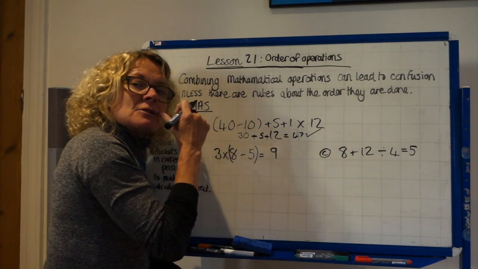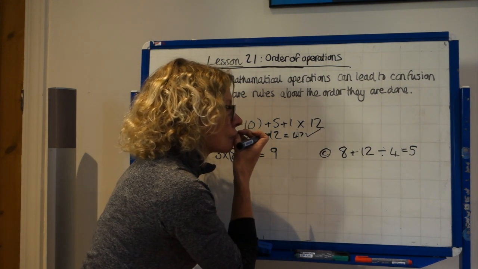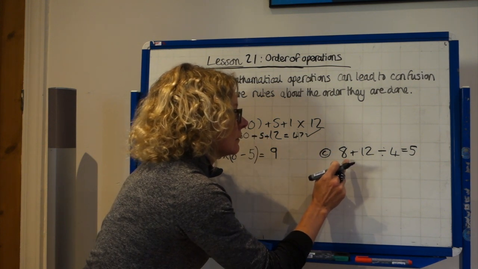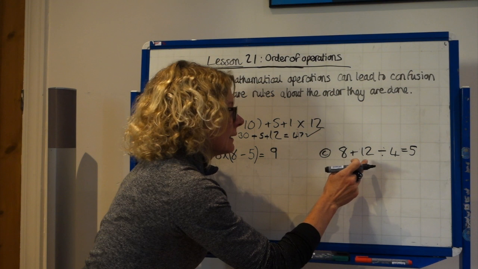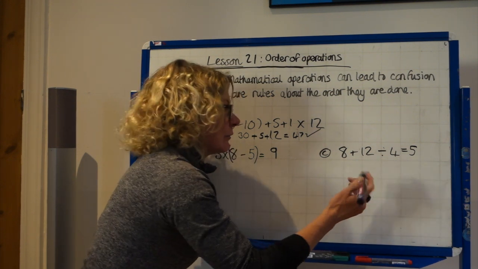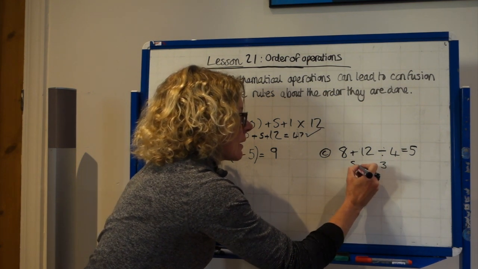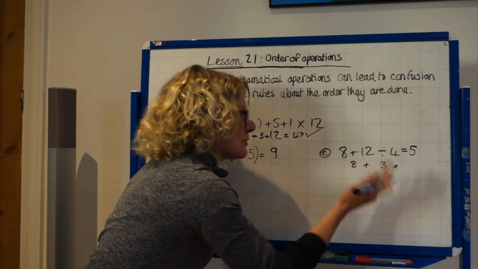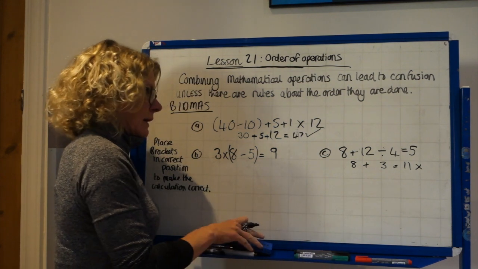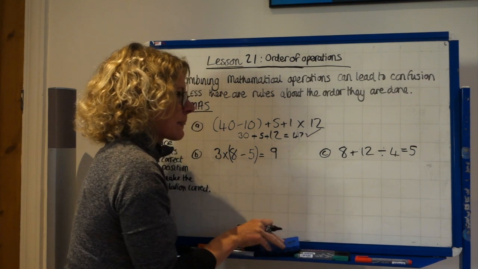Let's have a little look at this just to make sure we understand what we're doing. Let's go with the wrong way first, okay? So let's look at 12 divided by 4. So let's just do that first. 12 divided by 4, how many 4s in 12? 3, isn't it? So 8 plus 3 is not going to be 5, is it? 8 plus 3 is going to be 11. Wrong way.